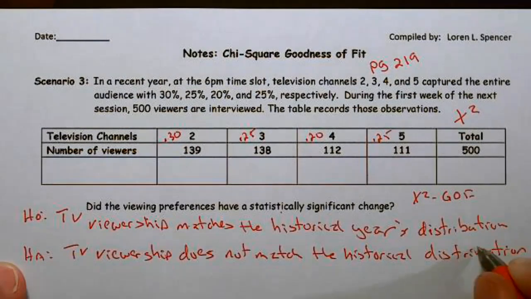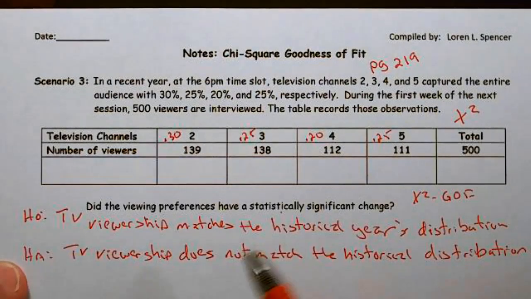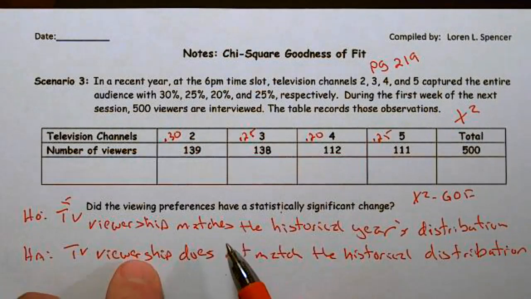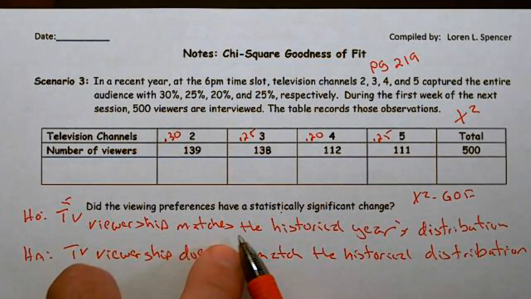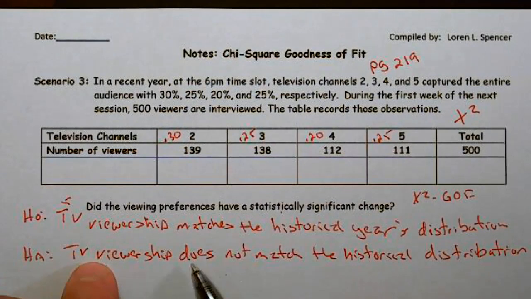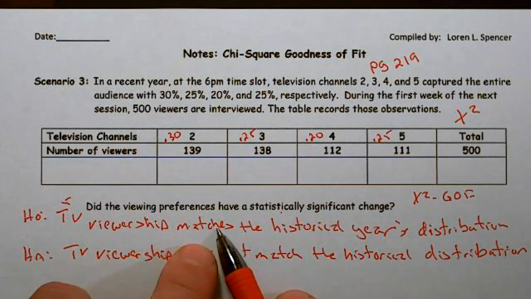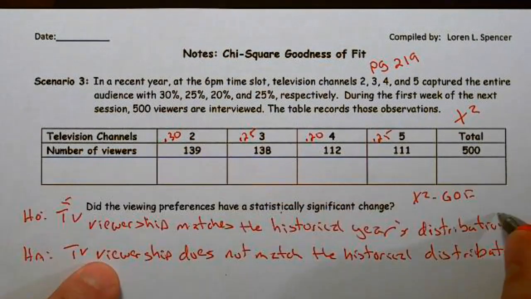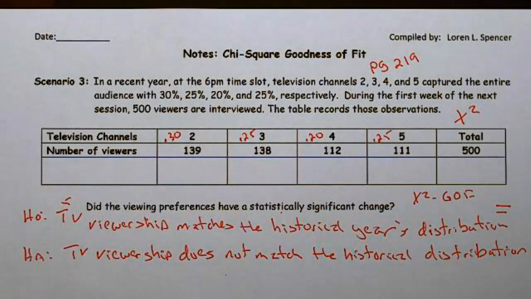So notice that we're matching or we're not matching. It stayed the same or it changed. Please note, this is always going to be based on equals. So if you'd done it as change, it'd be TV viewership is the same as it was previously, or TV viewership changed. TV viewership is the same for the null, TV viewership changed for the alternative, because the null hypothesis is always going to be based on some sort of equal. In other words, it's going to be that it was the same.